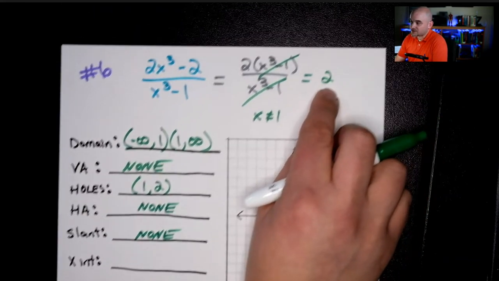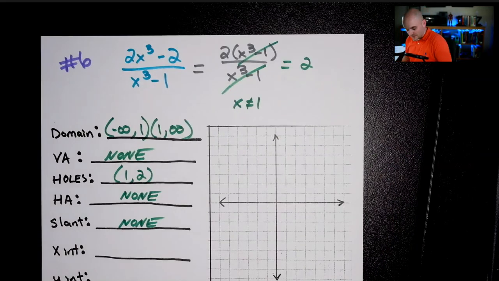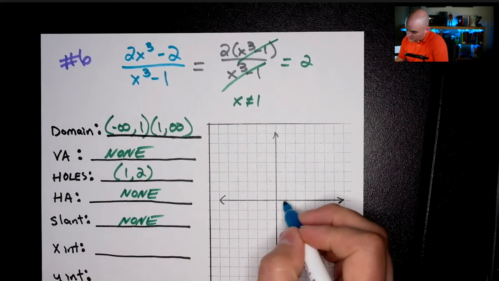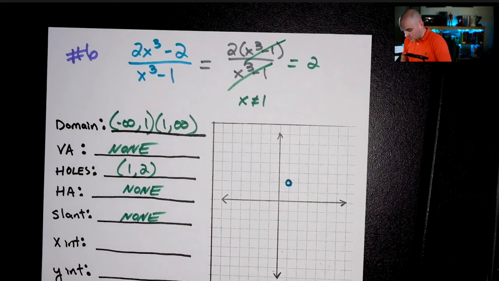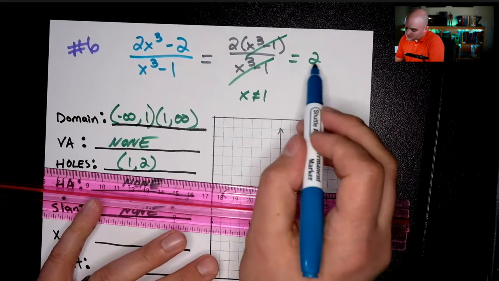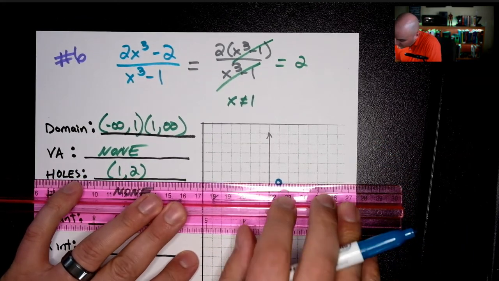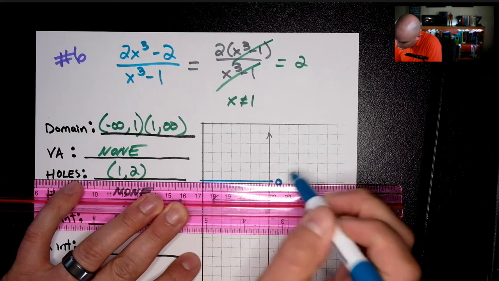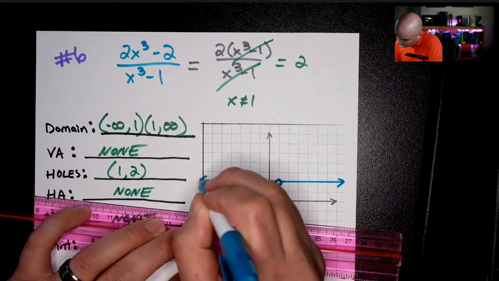If we graph this, this is what it simplifies to. We need to make sure that we place the hole at the correct spot. So when I go to graph it, that removable discontinuity is at 1 comma 2. I'm going to put a circle there because I'm graphing in marker and I can't erase it, so I don't want to have a spot there. Now y equals 2 is my graph. It's a horizontal line at y equals 2, just like that.